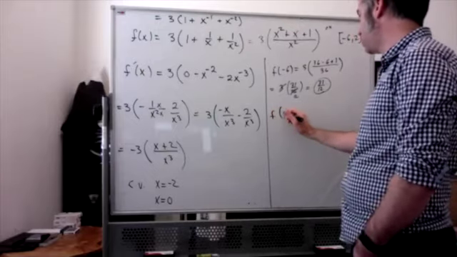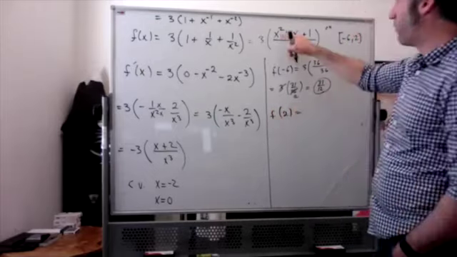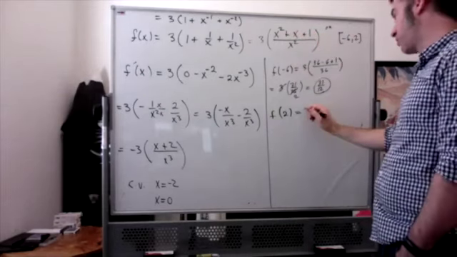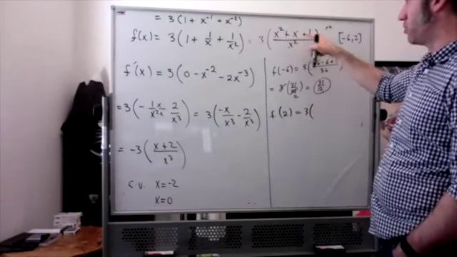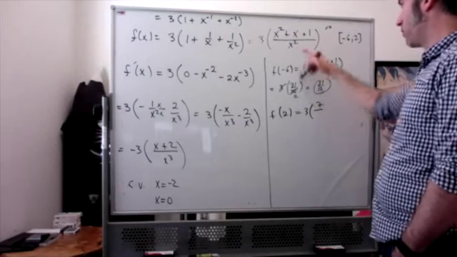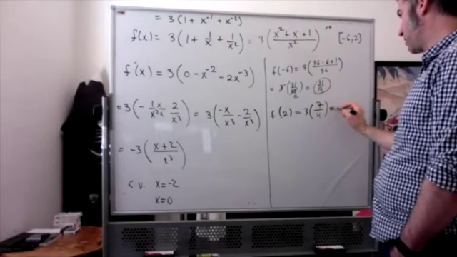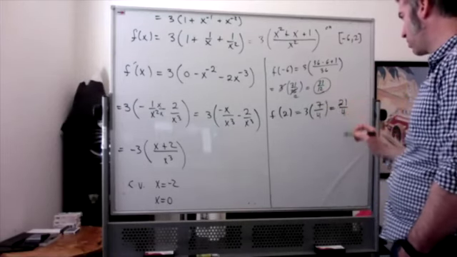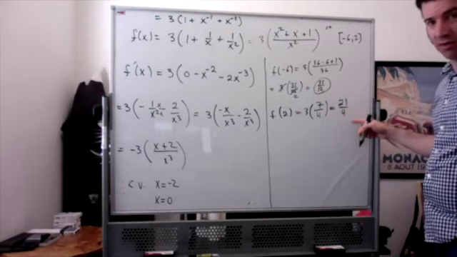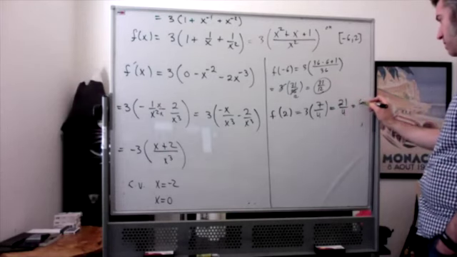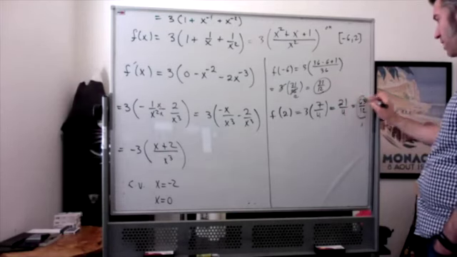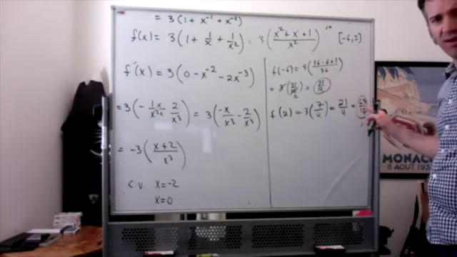f of 2 is going to be 3 times (4 plus 2 plus 1) over 4. That's going to be 21 over 4, which I can multiply by 3 over 3 to get 63 over 12. The reason I would do that is to be able to compare these and be like, oh yeah, that one's bigger.